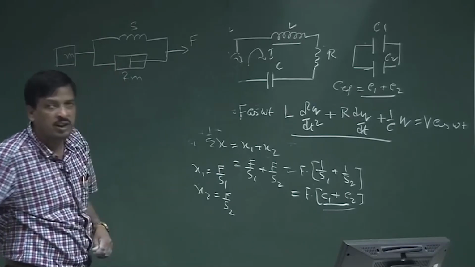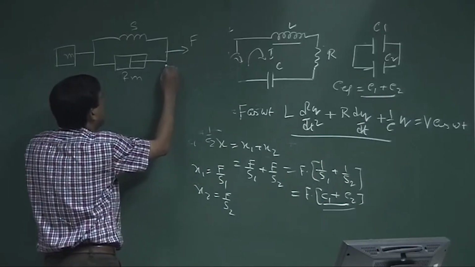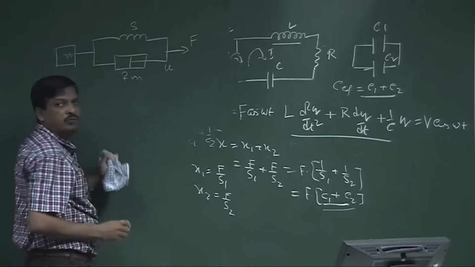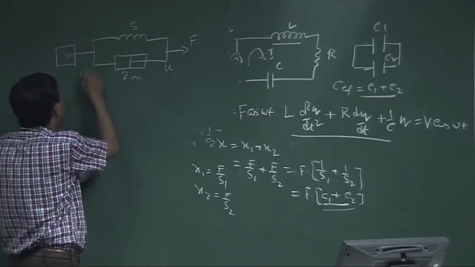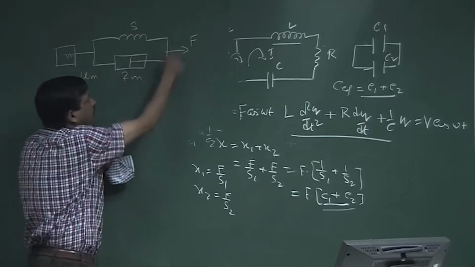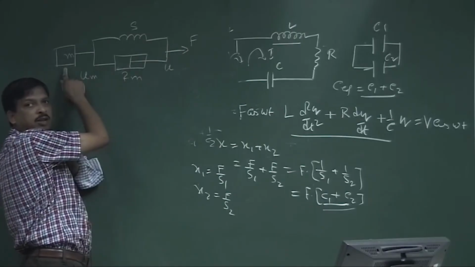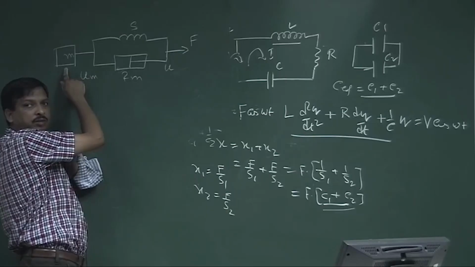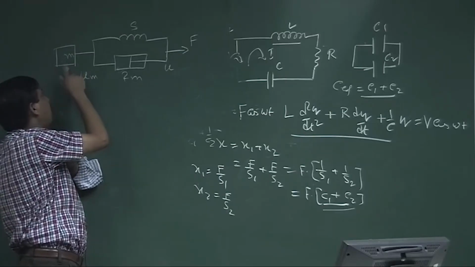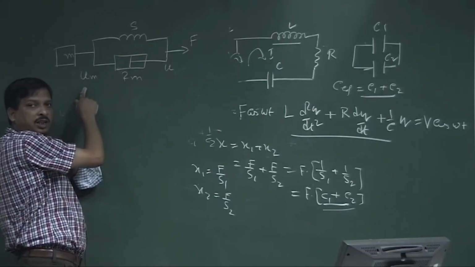If I told you to draw the equivalent electrical circuit, that means if the force is applied here, the velocity in here is u and the velocity in the mass is um. If I pull this circuit, the velocity here is u, and the velocity in the mass, the motion of the mass, is the particle velocity here.